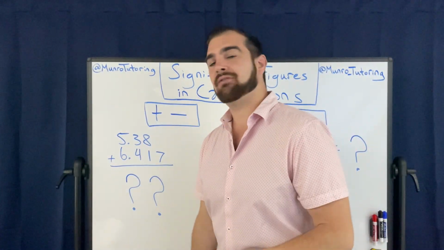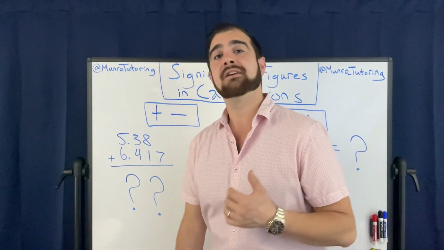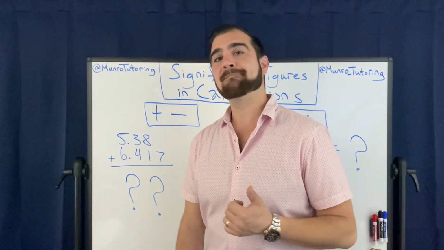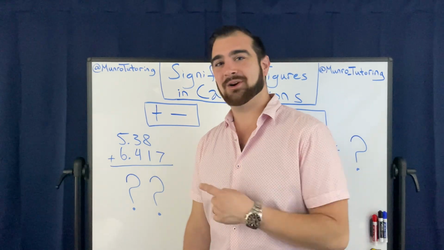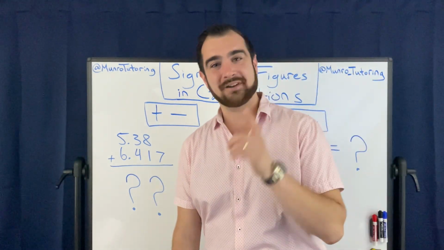Now, I did review already how to get the correct number of significant figures in a number in my last video. So go check that out if you haven't seen it yet, and then come right back and let's go over how to do mathematical operations and get the correct number of sig figs in your final answer.